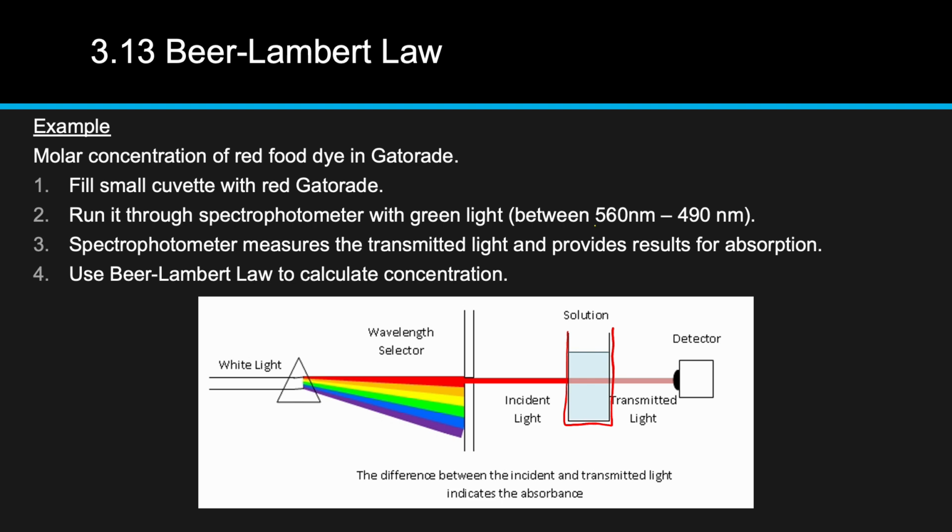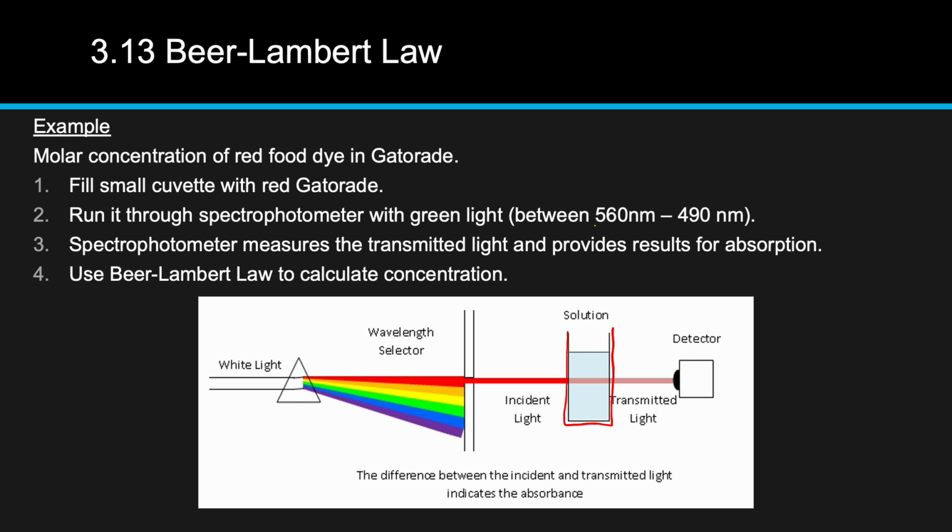Now remember from our last slide, the reason we're doing green light is because if it appears red to us, that means it's going to absorb its complementary color, which is green. So if we're looking for absorbance, we want to look for the type of light or wavelength that's going to be absorbed the most. In this case, it would be green.